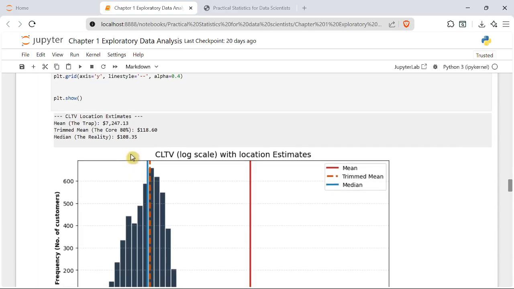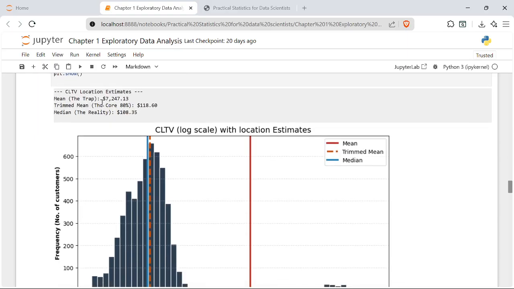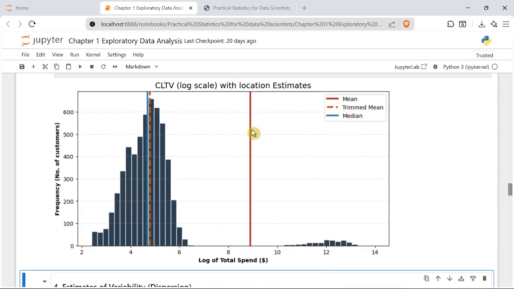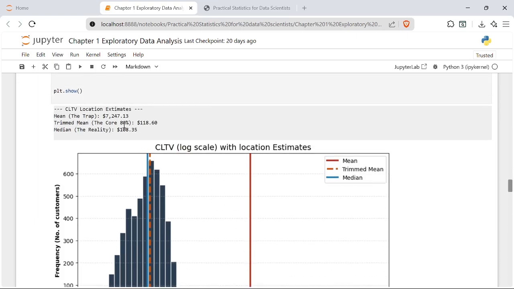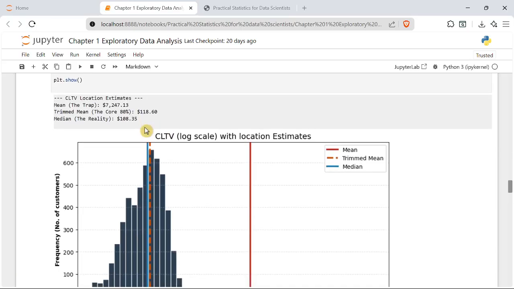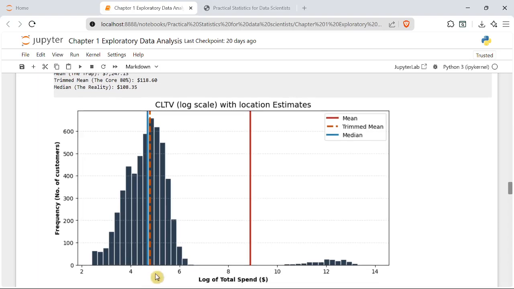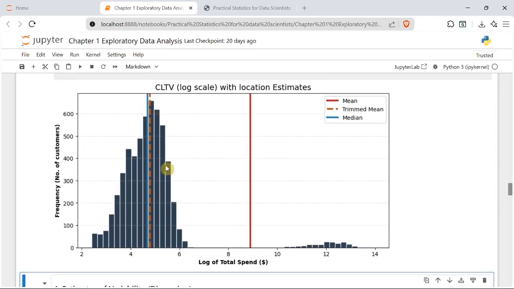So the random data which we created had the mean of 7,247, which is very high. So here is the line of mean. The trimmed mean, the core 80%, is around $118, which is very less compared to our mean, and the median is $108.